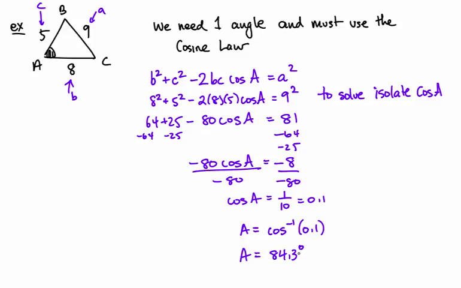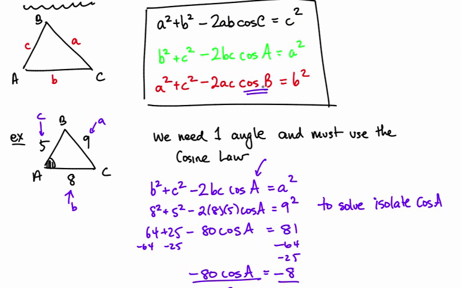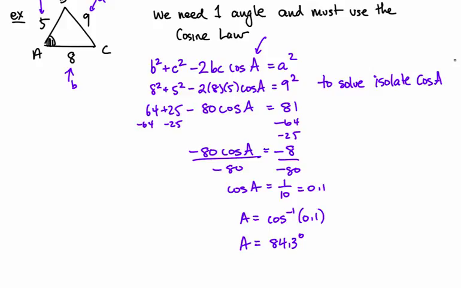Now, to find the other angles, I could just do this exact same process, but rearrange this original formula and solve instead for cosine B, look above here and see which one involves cosine B, and then go through all the same steps. Alternately, and this is a little bit faster, I could now use the sine law to find the other angles.